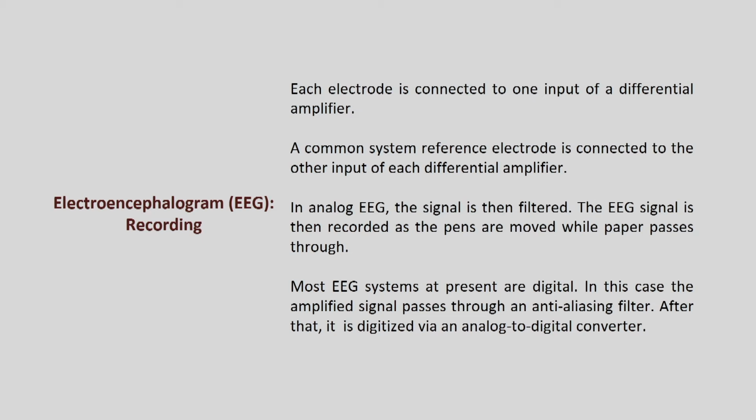Now, once you start recording this EEG, each electrode is connected to one input of a differential amplifier, and a particular common system reference electrode is connected to the other input of the differential amplifier. So, that is standard. In analog EEG, the signal is filtered once it is recorded. That EEG signal is then recorded as the pens are moved on a particular paper, like a kind of rotating ball. So, paper is moving and there is a pen which is recording it, right.